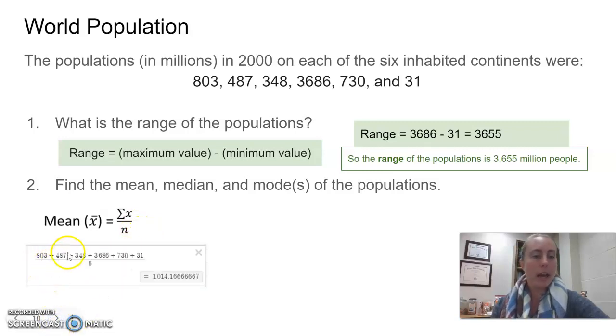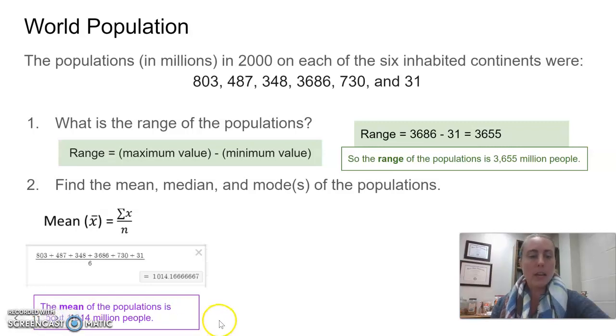So here we are, adding up all 6 of those numbers and dividing by 6 to get 1,114 and some change. So the mean of the populations is about 1,014 million people if we round to the nearest person. Actually, million people. That's the mean. Add them all up, divide by the number of numbers.